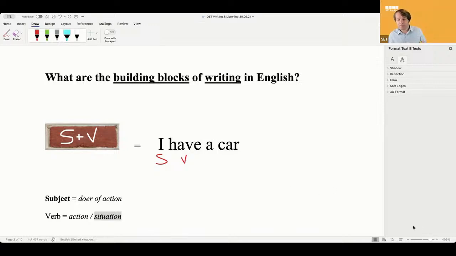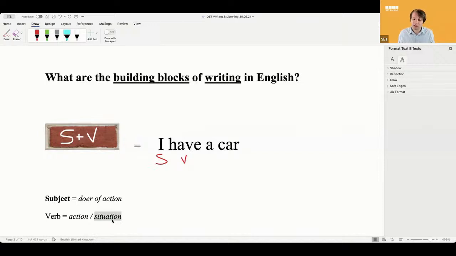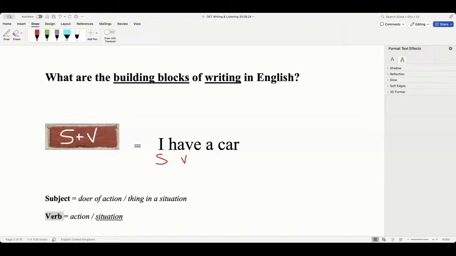So here, Ana Luisa, one more time. Am I driving my car here? Am I actually doing that? No. It's the situation, right? The situation is I have a car. So guys, the subject can be the doer of the action, or it can be the thing in a situation. Does that make sense, everyone? Yes. Let's have some examples.